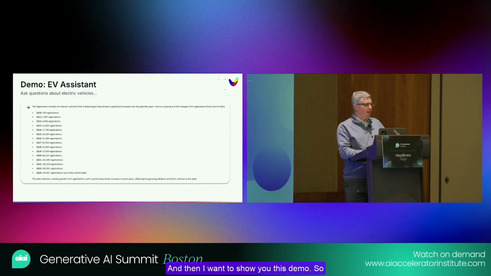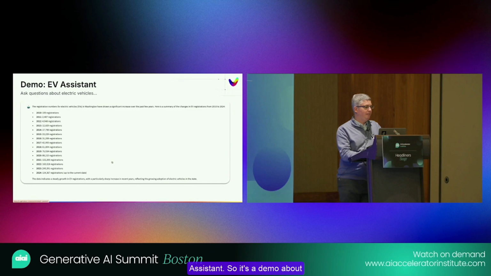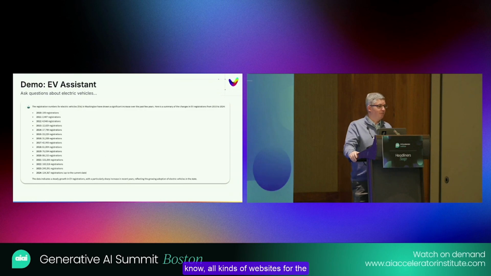And then I want to show you this demo. This is what we call an EV assistant. It's a demo about electric vehicles. What we did here is we created 2 Vectara corpora. One with general information about electric vehicles from Edmunds.com and all kinds of government websites about EVs and things like this. The other one is around regulations and laws in this area of EVs.